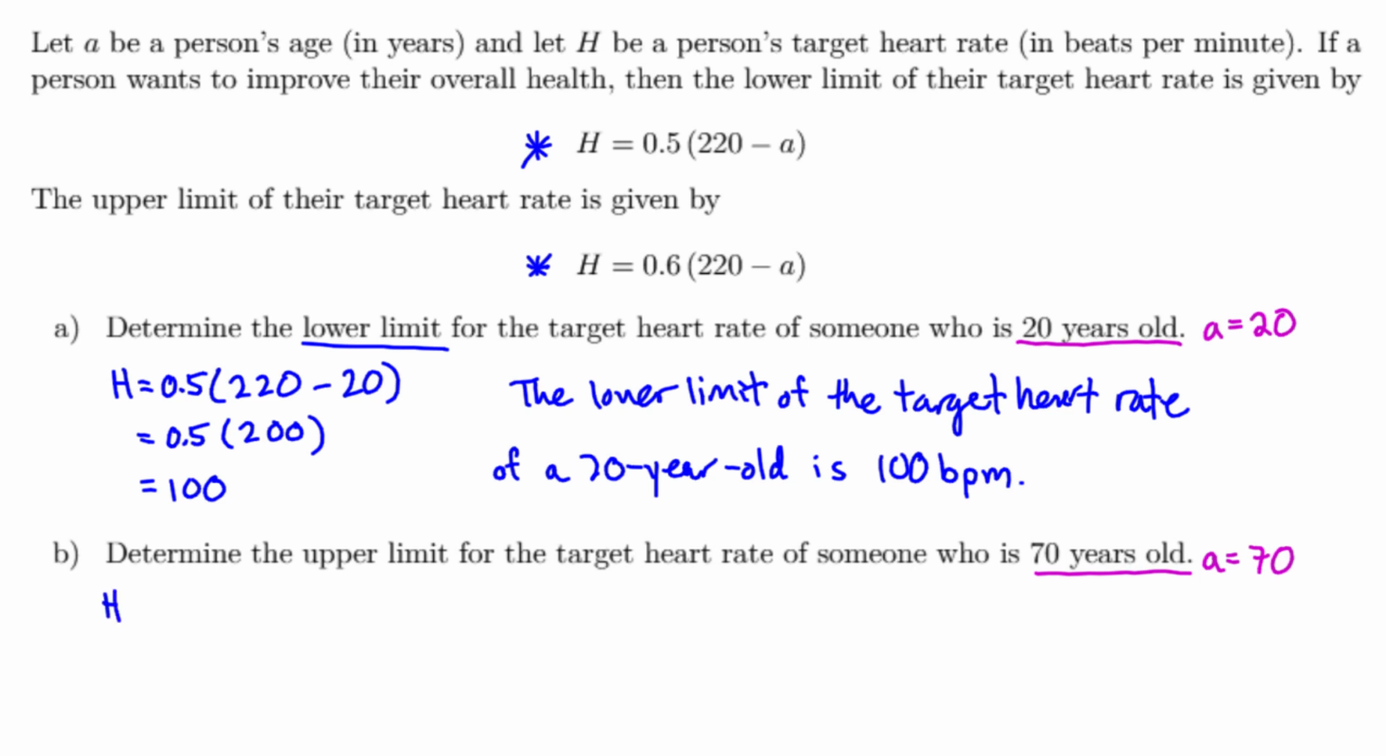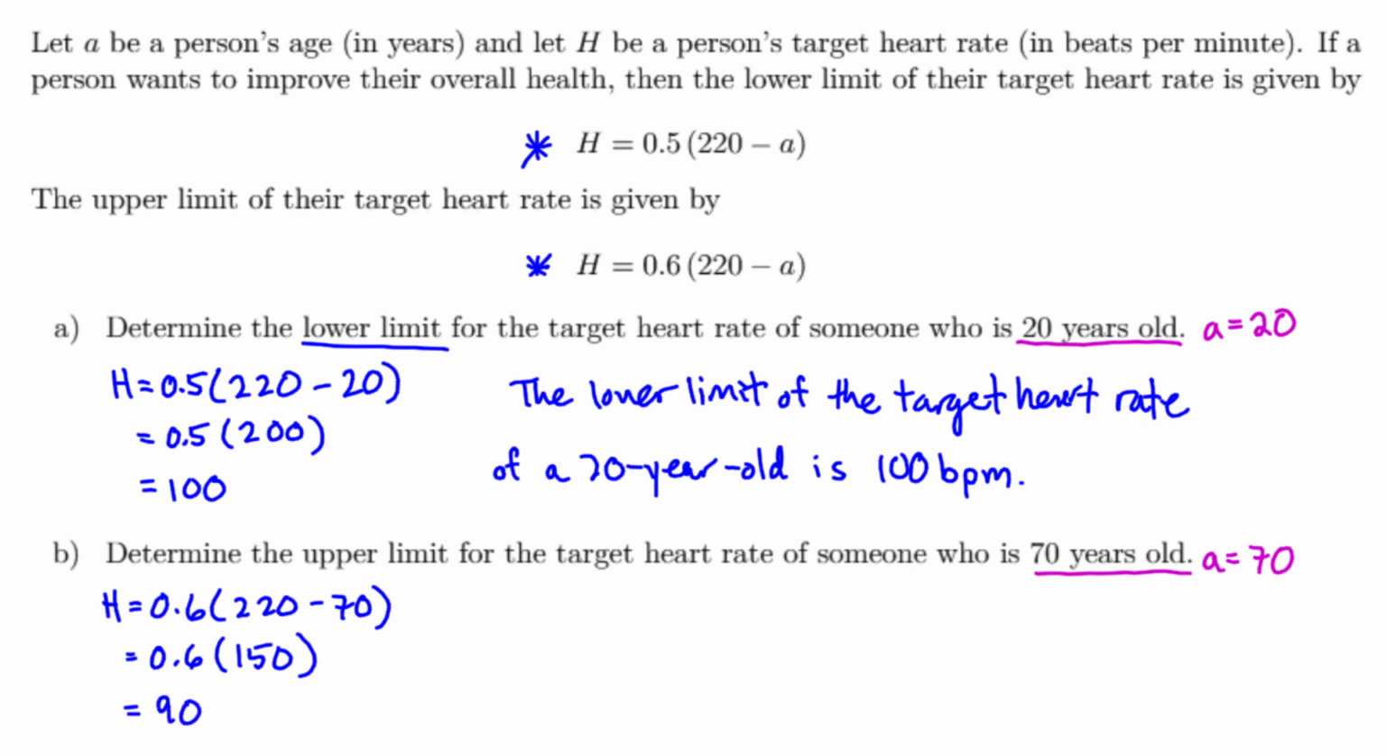So writing that out, we have H equal to 0.6 times that quantity of 220 minus 70, and that will simplify to 0.6 times 150. And now when we multiply that through, 0.6 times 150 will give us 90.